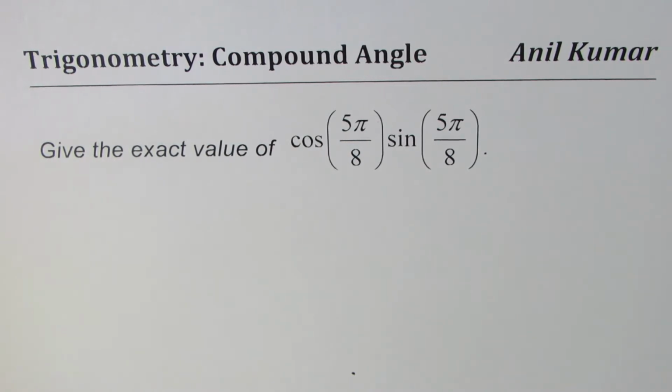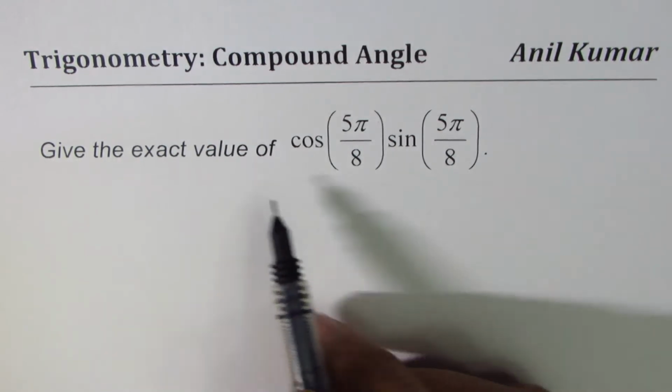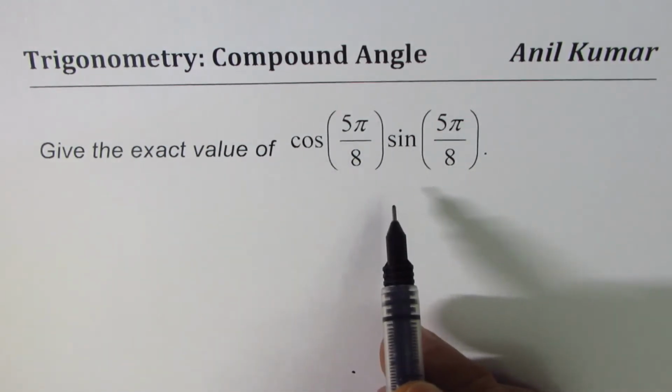Here is a test question on compound angle trigonometry. Give the exact value of cos of 5 pi by 8 sine 5 pi by 8. So that's the question for you. You can always pause the video, answer the question, and then look into my suggestions. Now to find the exact value of this expression, we will use a couple of formulas.